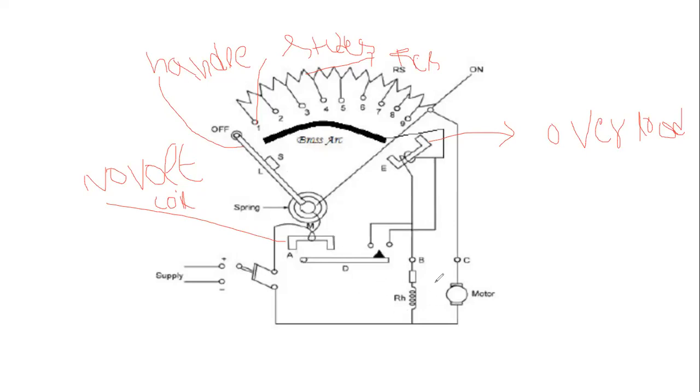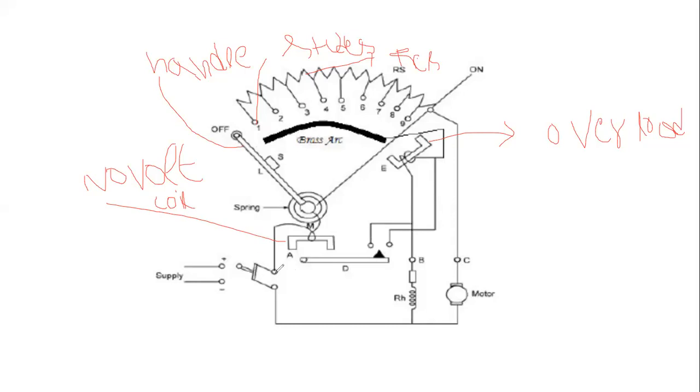This is the field winding of the motor, and this is the armature of the motor. This is the supply. A terminal is connected to the supply or line voltage, B terminal is connected to the field winding, and C terminal is connected to the armature of the motor. This is the constructional diagram for the 3-point starter.